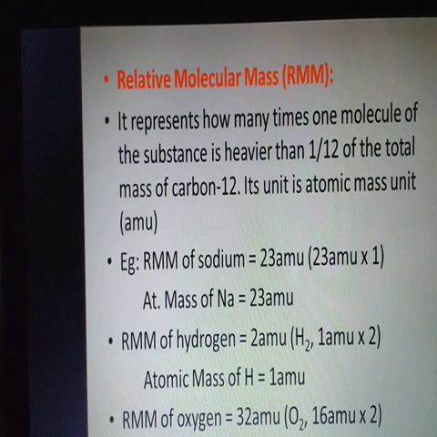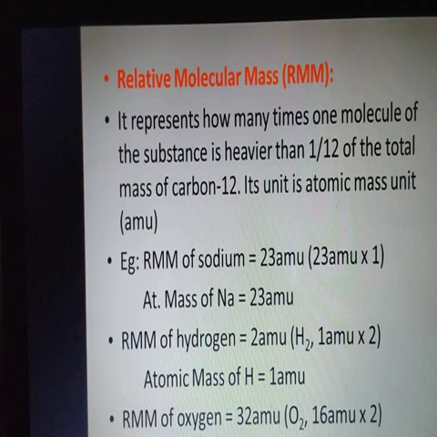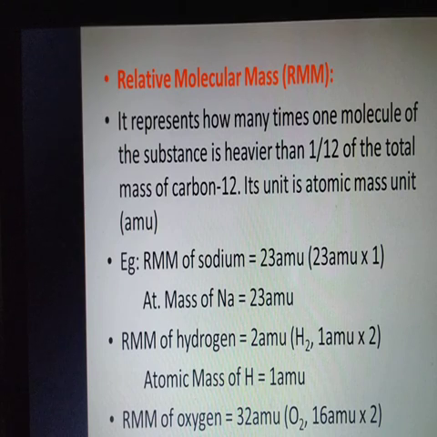The definition of relative molecular mass says that it represents how many times one molecule of the substance is heavier than 1/12 of the total mass of carbon-12. The mass number of carbon is 12, so we divide the carbon atom into 12 parts, and with reference to one part, 1/12, we see how much heavier or lighter this atom is.